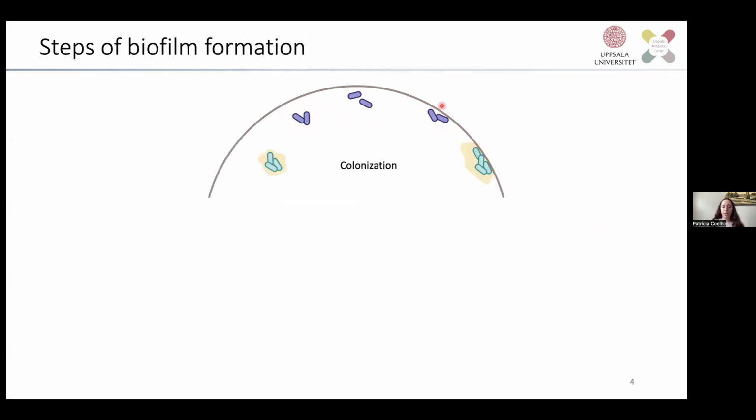The second step is colonization. So they continue binding to each other and they start producing the biofilm matrix. And at this point, the adherence between the cells becomes irreversible. So they can no longer detach from each other. And at this point, the biofilm forms what we call a microcolony. So it's like a small baby biofilm, so to say.